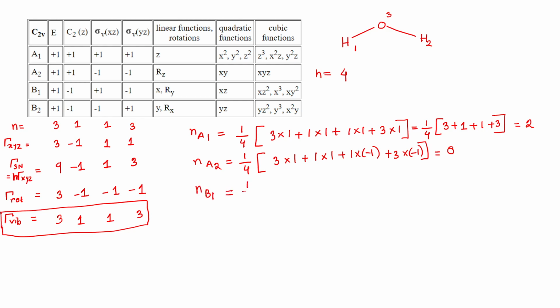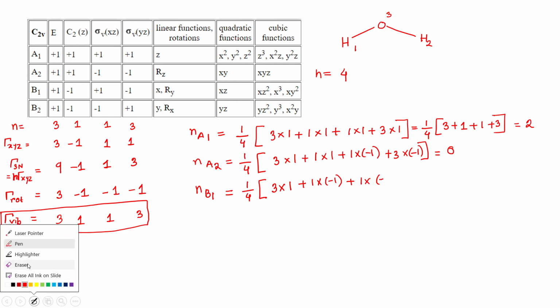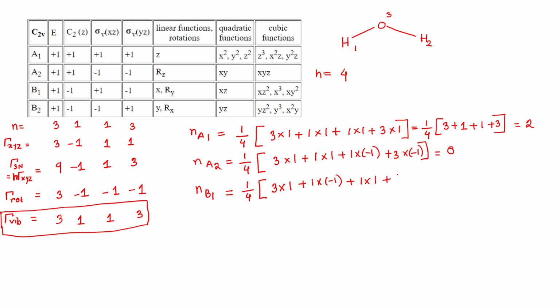B1 is 1 over 4: 3 into 1 plus 1 into minus 1 plus 1 into plus 1 plus 3 into minus 1. Again it will be 0.